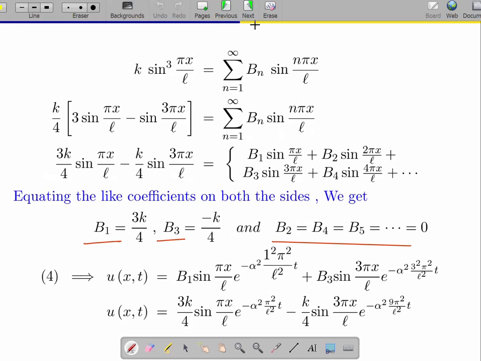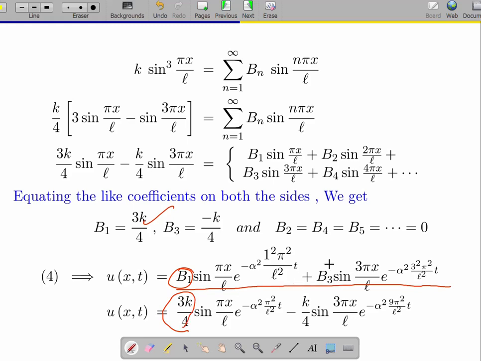So if you replace n is equal to 1 and 3, we'll get b1 into sine pi x by L into the exponential term plus b3 into sine 3 pi x by L into the exponential term. Now we replace b1 with 3k by 4 and b3 with minus k by 4. Therefore, we will get the temperature distribution at the particular distance and the particular time.